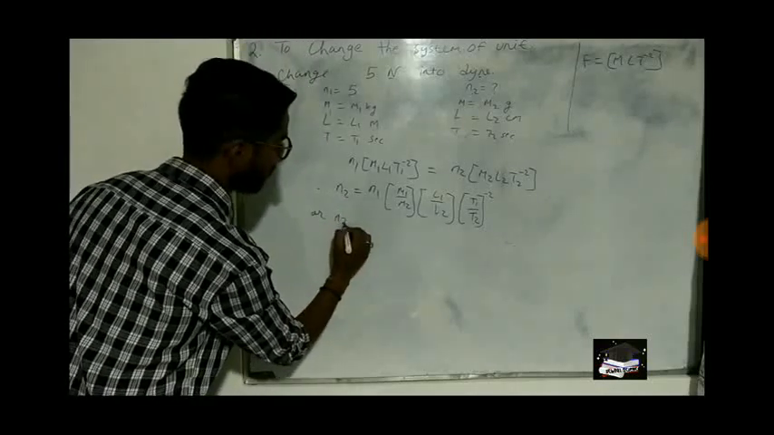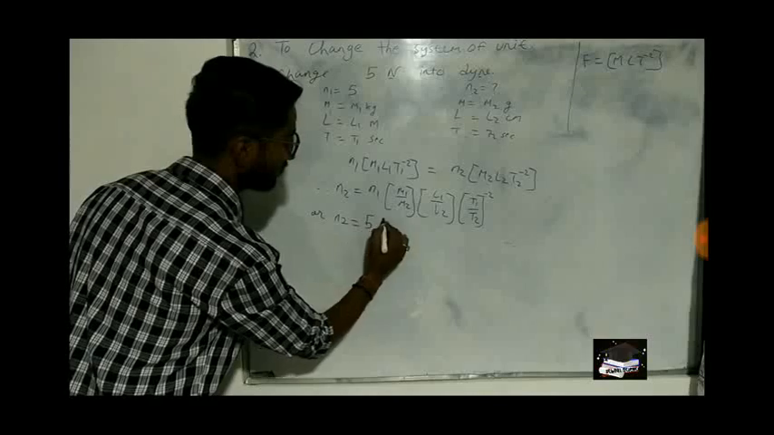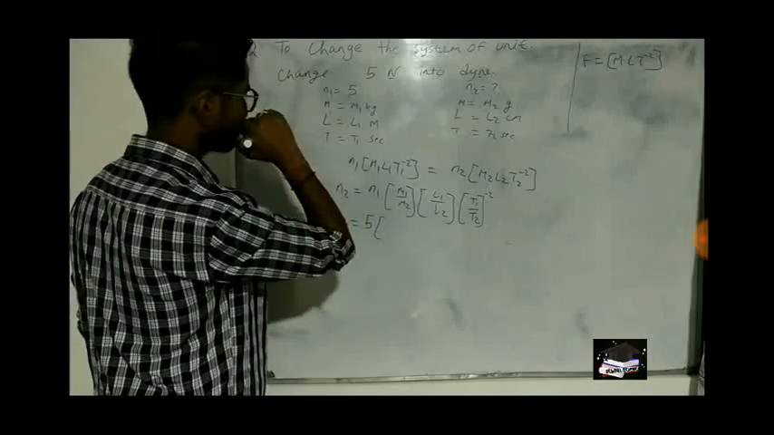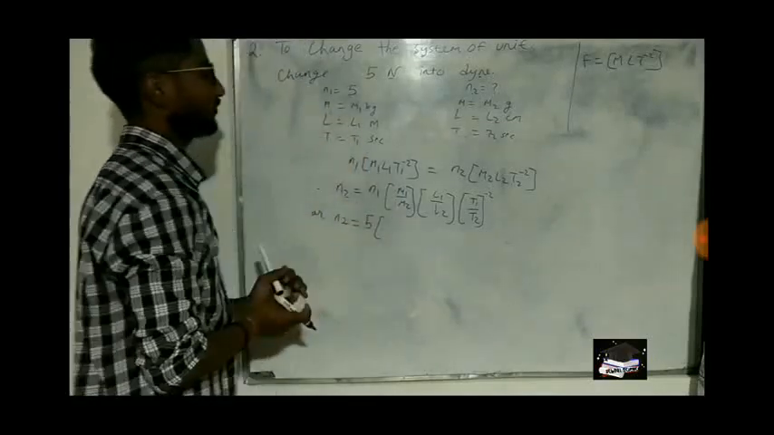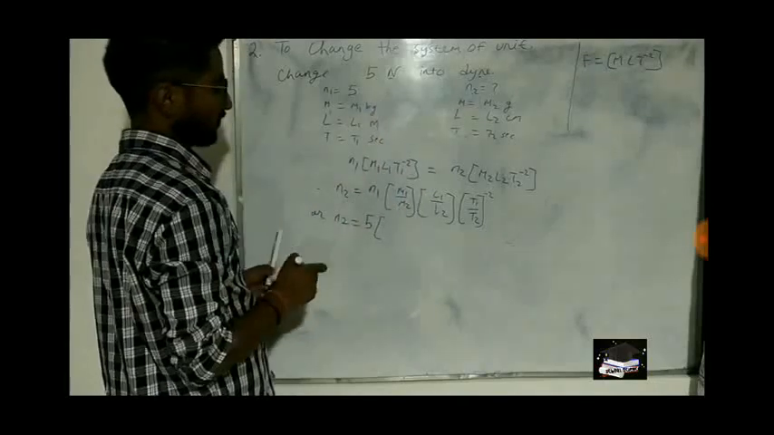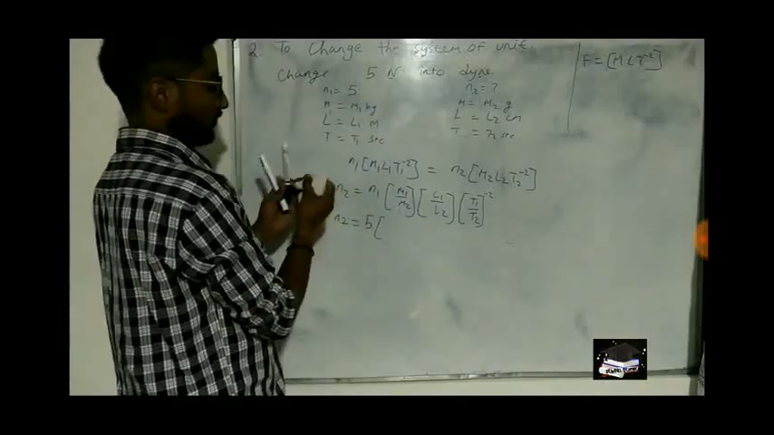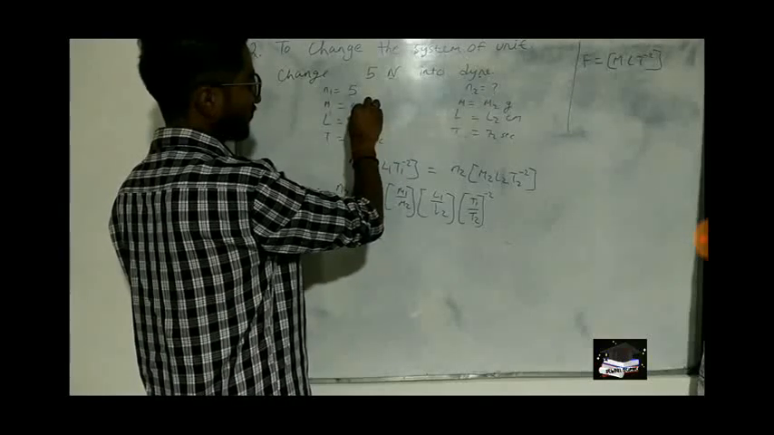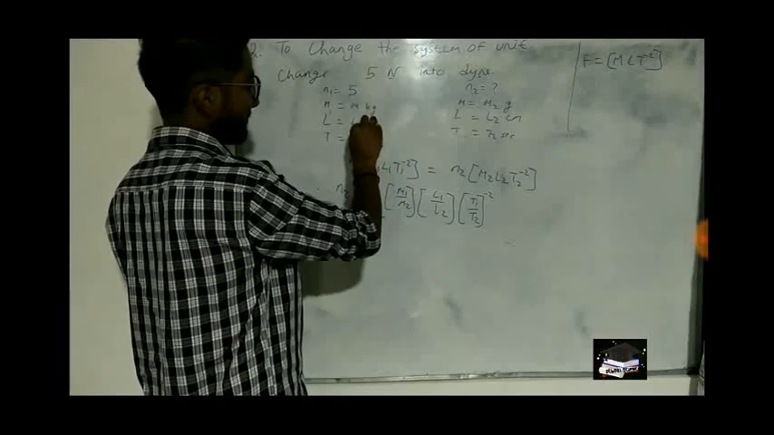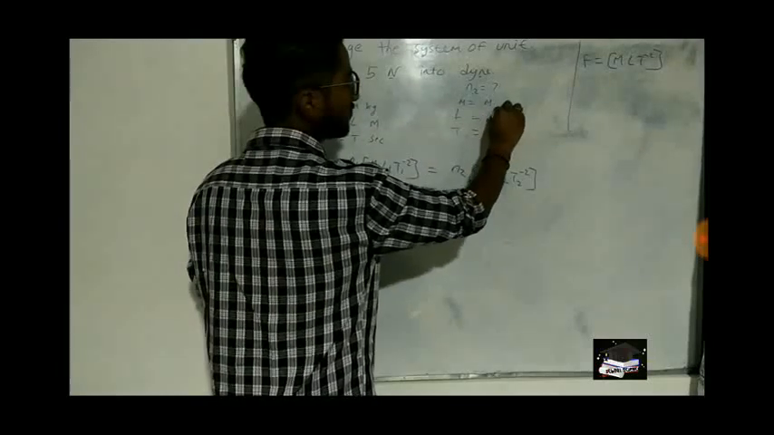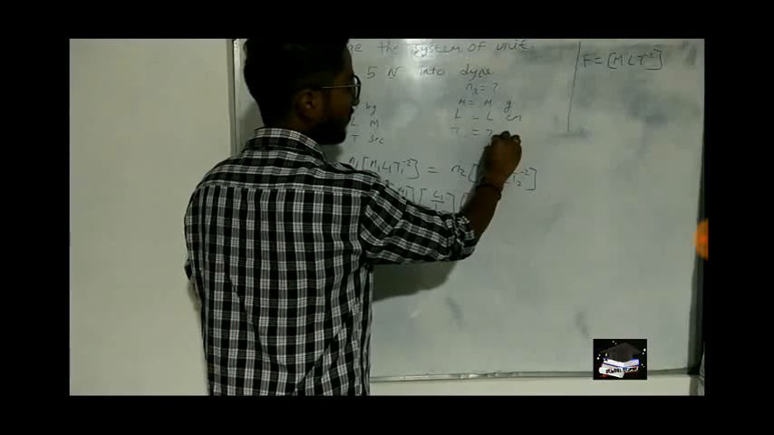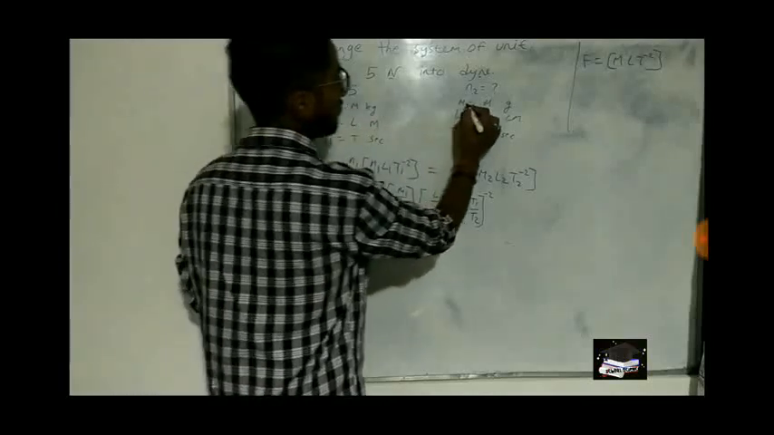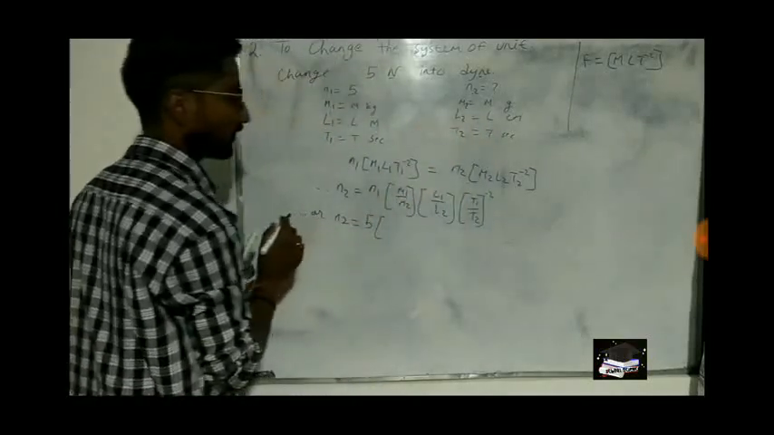Or N2 equals N1, the value of N1 is 5. M1 is... sorry, I made a mistake. Okay, let's do a small correction. Our correction is, in this way also we can get the answer, but let us write it out here. M1, L1, T1, M2, L2, T2. Now it's alright.